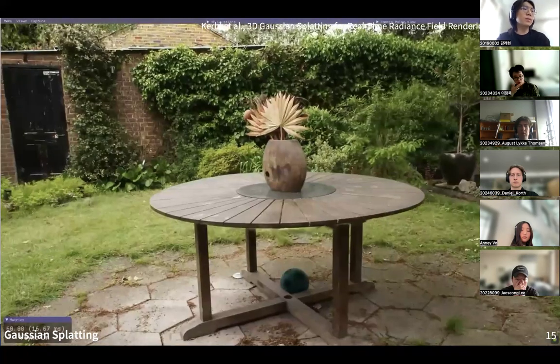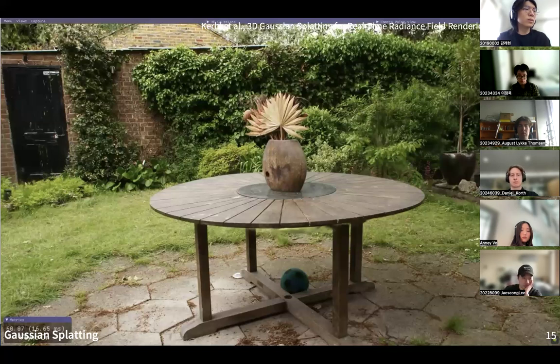This was not a video captured in a real scene, but actually a video made by navigating a reconstructed virtual 3D scene. What they have done is capture lots of images from a real scene, do 3D reconstruction using the Gaussian splatting algorithm, and then navigate the reconstructed scene by changing the position and the viewpoint.